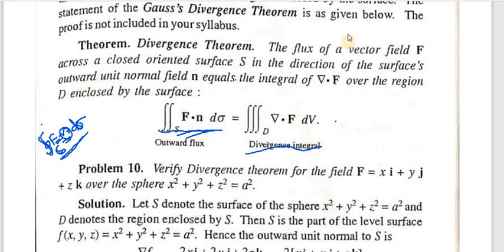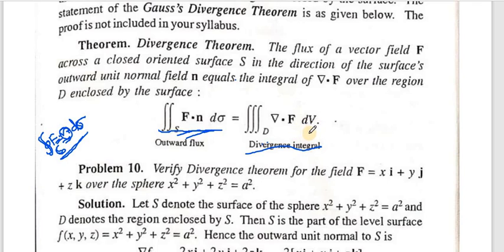The flux of a vector field f across a closed oriented surface S in the direction of the surface's outward unit normal field n equals the integral of del dot f over the region D enclosed by the surface. To remember the divergence theorem, it is most convenient to remember this equation: the double integral over S of f dot n d sigma is equal to the triple integral over D of del dot f dv.